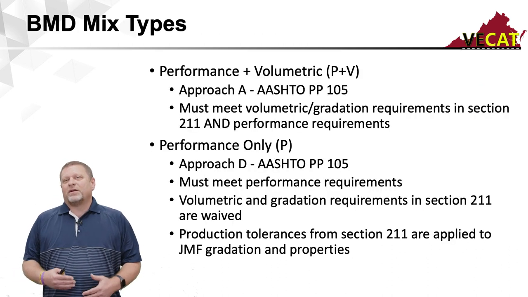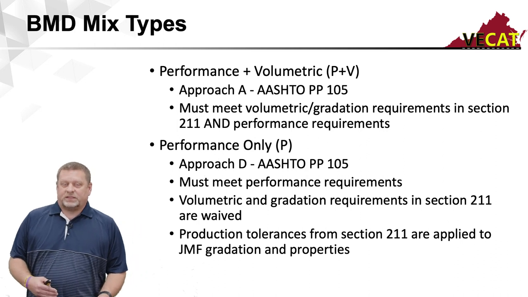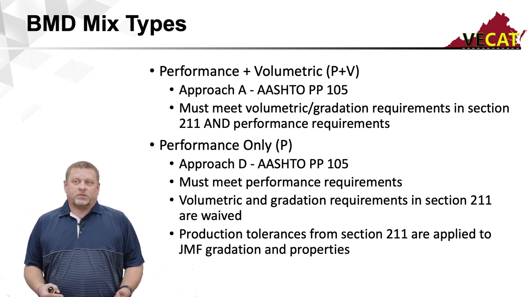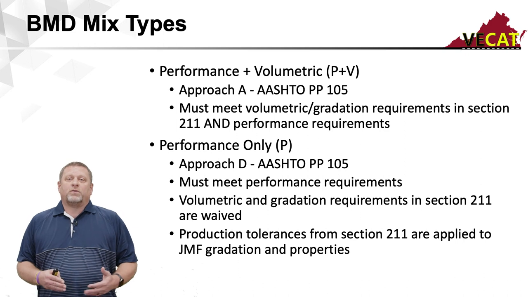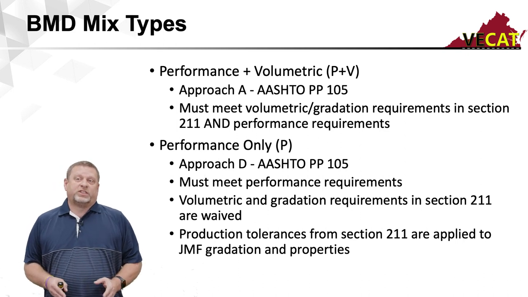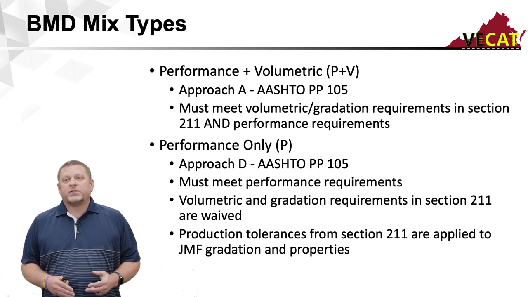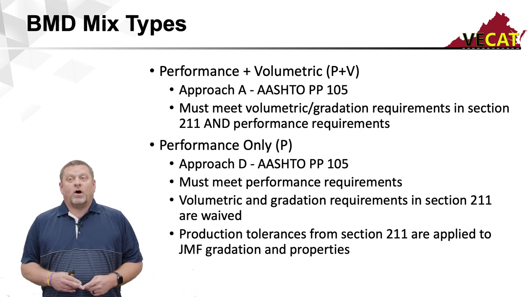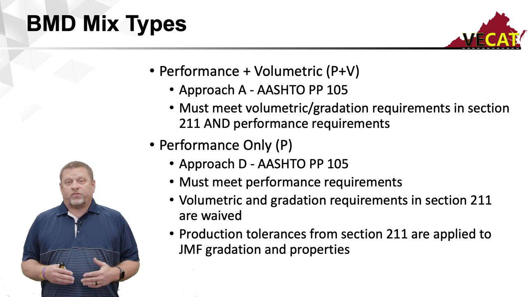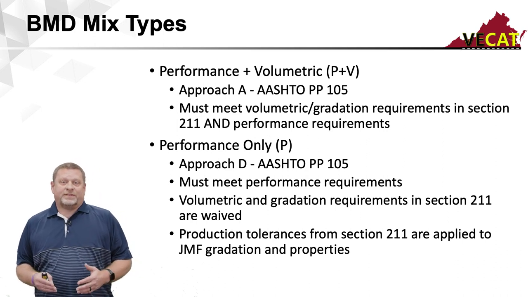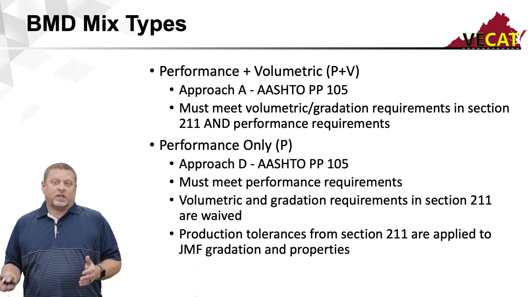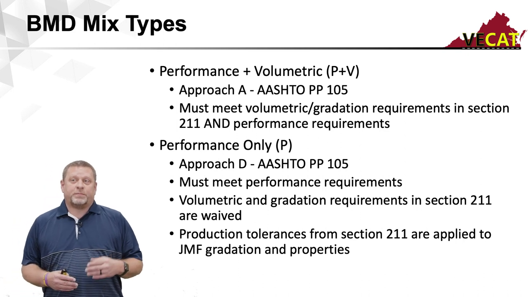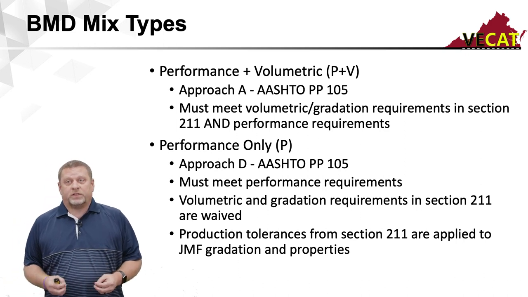There are multiple different kinds of BMD mixes available if you look at the AASHTO specifications, but we're going to focus primarily on what Virginia is using. In Virginia, there are two different mixes available. One is called Performance Plus Volumetric, or P plus V. So when you see an SM9.5D P plus V, that means this mix is a performance plus volumetric design.